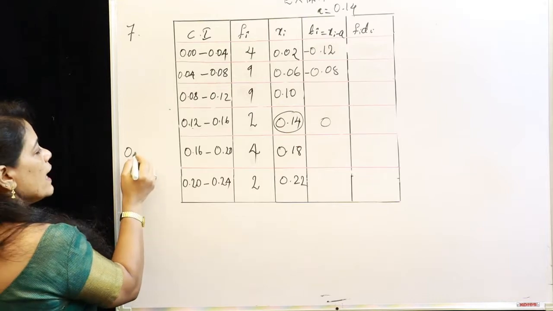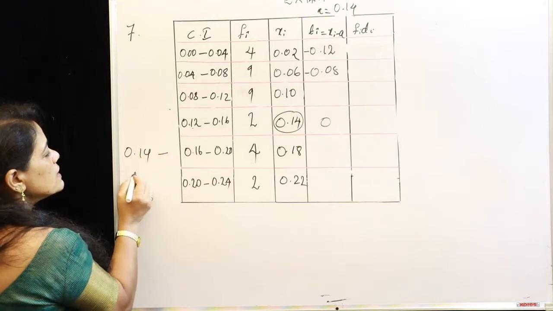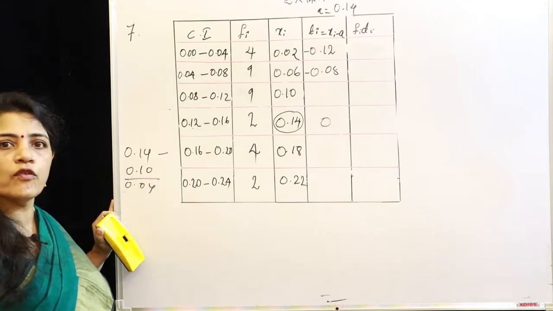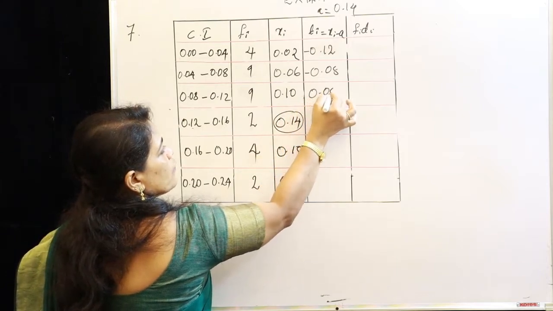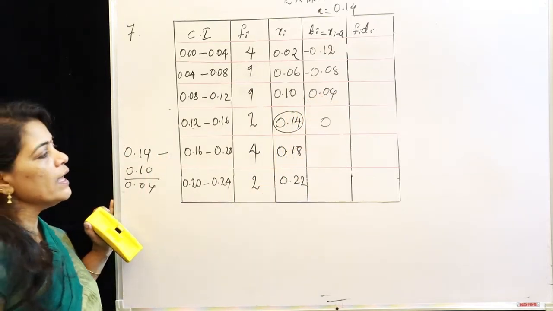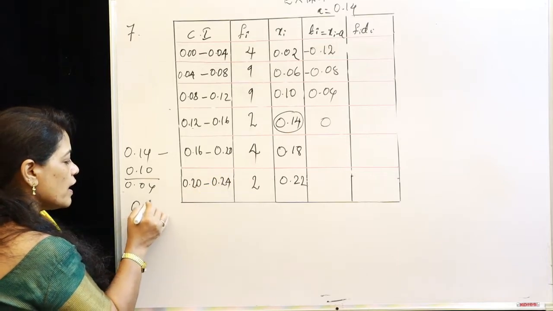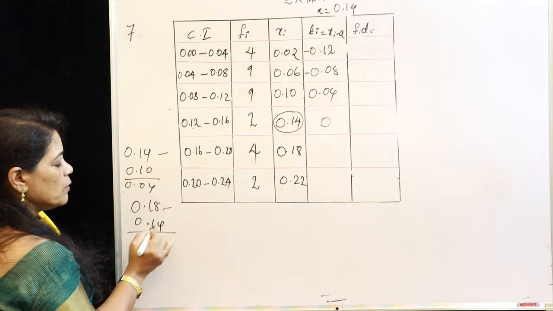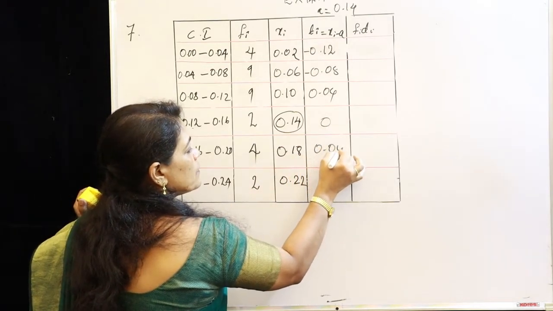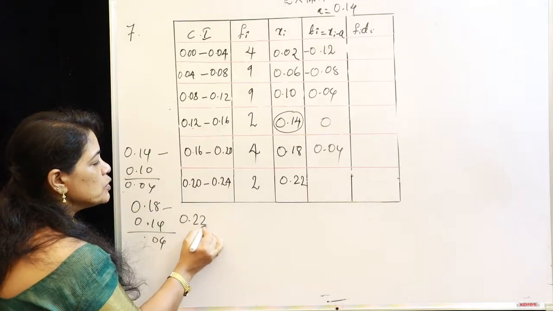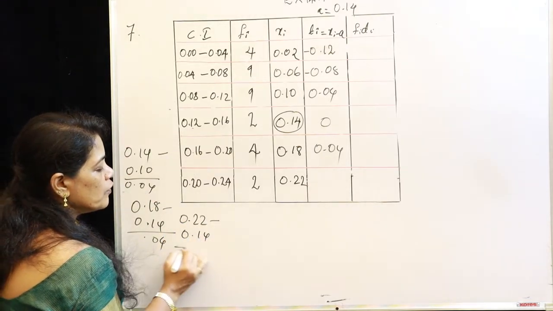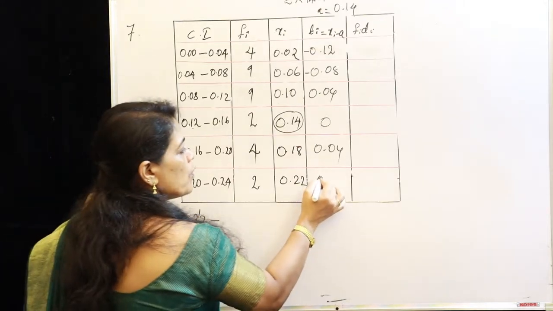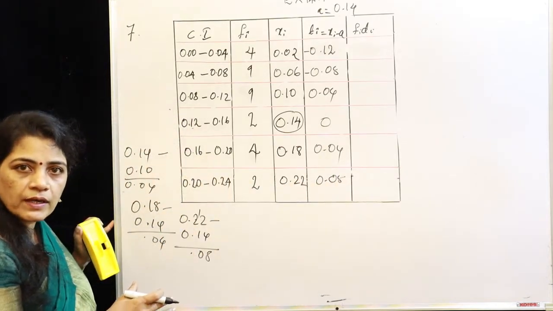In the third entry, a minus xi, 0.14 minus 0.10 is 0.04, negative. This next one is of course 0. Then positive 0.04, and 0.22 minus 0.14, borrowing, gives 0.08. Hope this calculation part is clear.